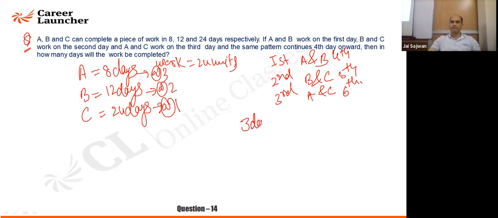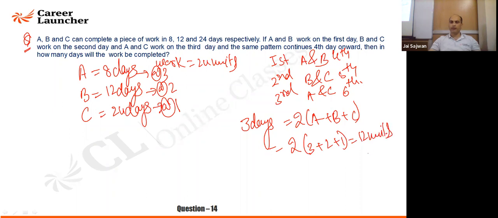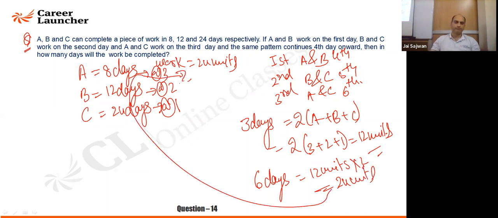I'll say in 3 days, you'll find twice A has worked, twice B has worked, twice C has worked. So twice of A plus B plus C is coming out to be what? 12 units of work is done. In what? 3 days. Is it fine, everyone? So in 3 days, 12 units of work is done. And the total, I'll say it is 6 days. Why? Because in 3 more days, 12 units more is to be done. So 12 plus 12 will come out to be 24 units, which was the initial work that you considered. I believe it is clear, everyone. Please ask if there is a doubt.